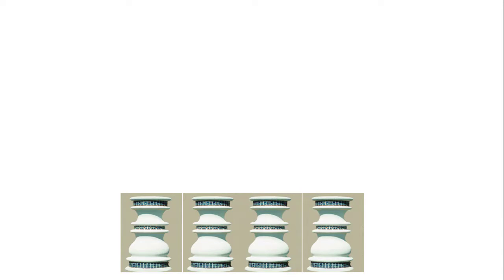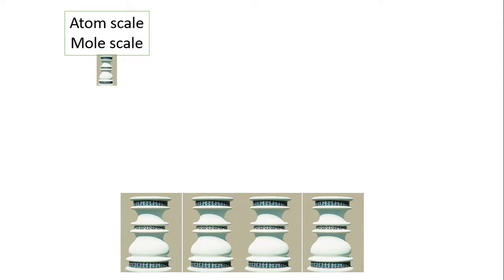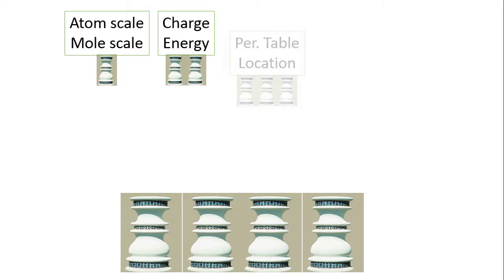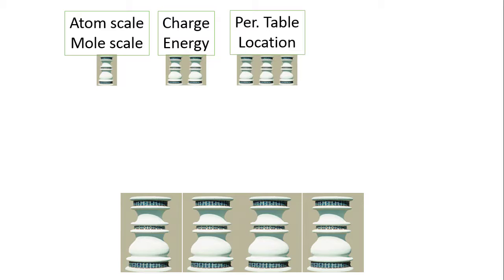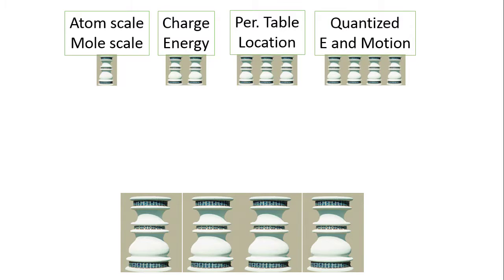The first basic concept, or the first of our 4 pillars of chemistry, has to do with the atom, how we count atoms using the mole, and how the atom scale and the mole scale are entirely different. The second pillar of chemistry has to do with the interaction of charges and the energy of those interactions. The third pillar introduces the periodic table and the significance of an element's location on the table. The fourth pillar deals with the motion and energy of electrons inside an atom and how those are quantized.